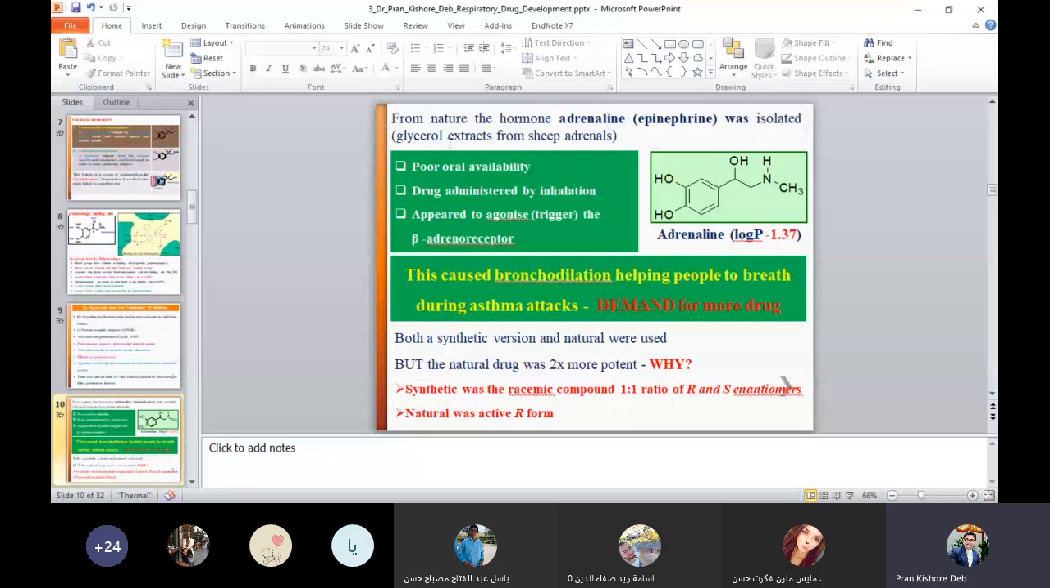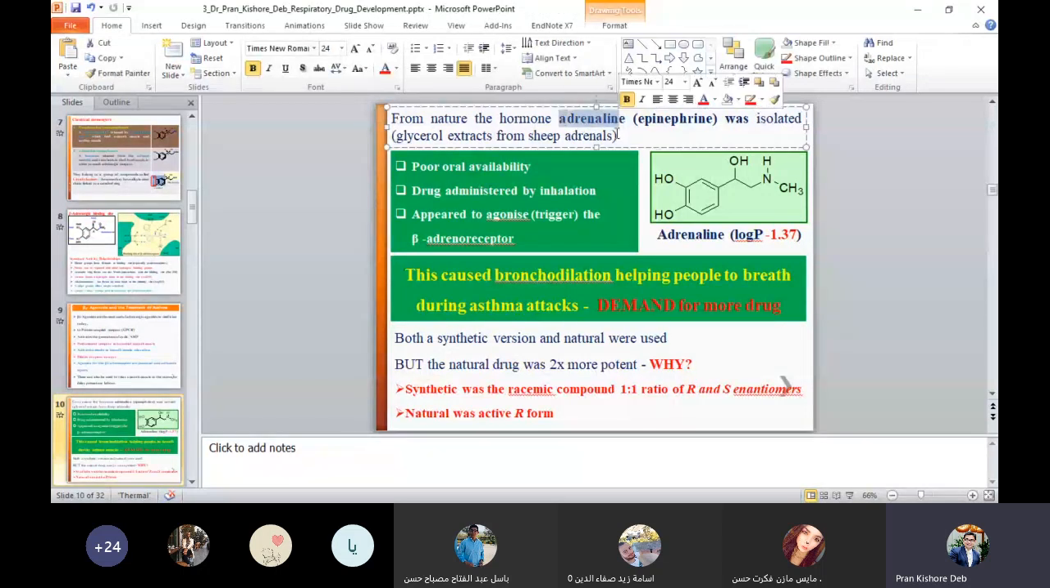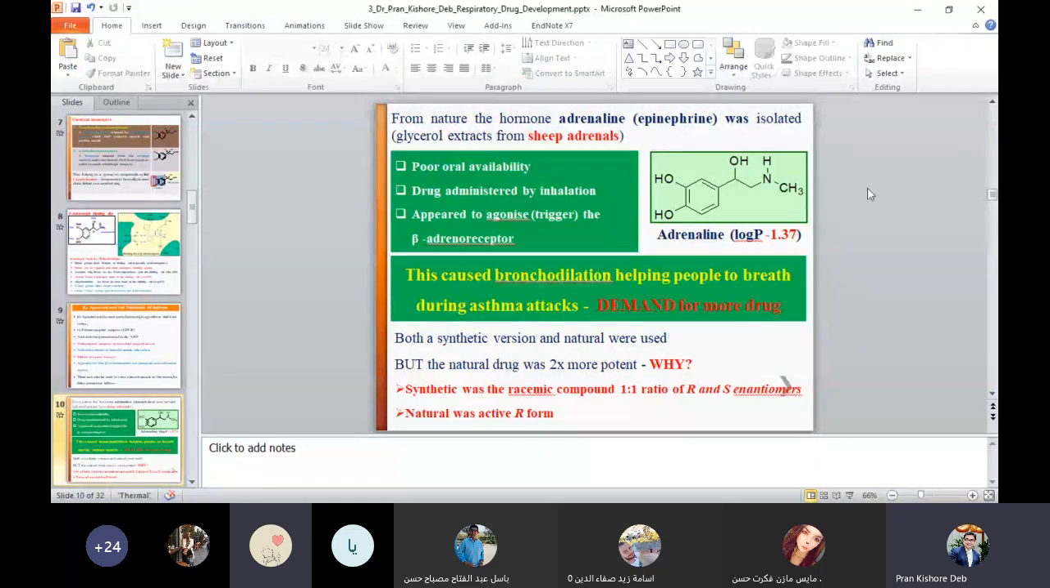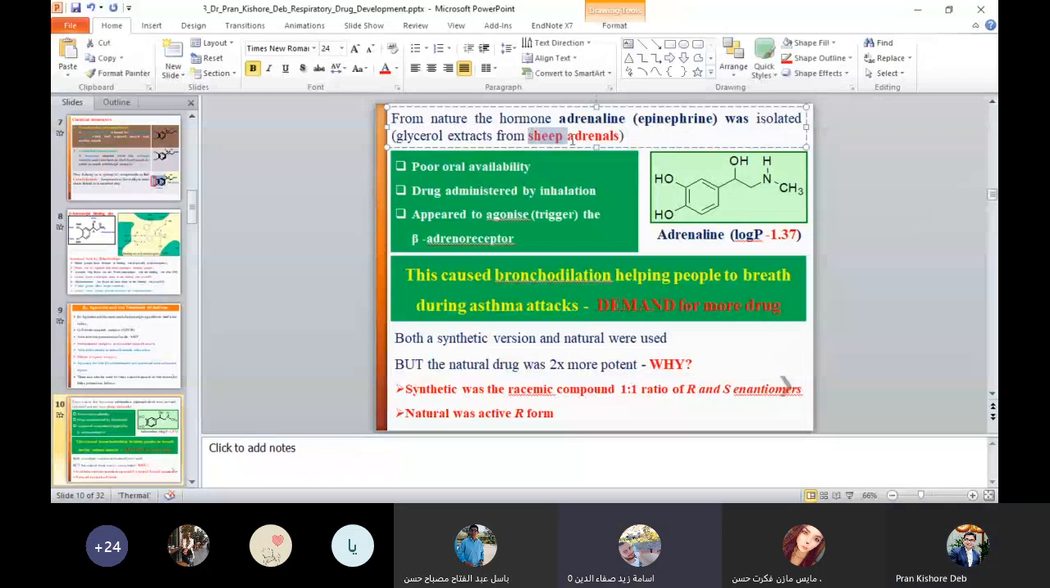I repeat again. See what happened. Initially, this adrenaline was extracted from the sheep. Sheep, you know what a sheep is, right? So what is the natural origin of adrenaline? Glycerol extracts from sheep adrenals. So they were using it from the sheep. But what are the disadvantages found with the adrenaline? One disadvantage is poor oral availability. Why, I have not yet discussed; that I will discuss later. So one disadvantage is poor oral availability, and how was it given? By inhalation.